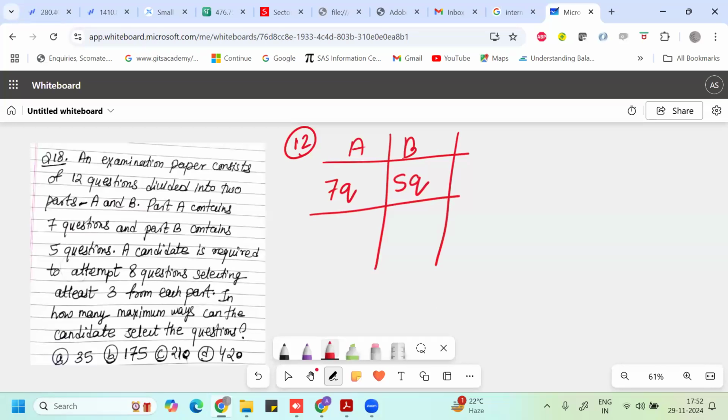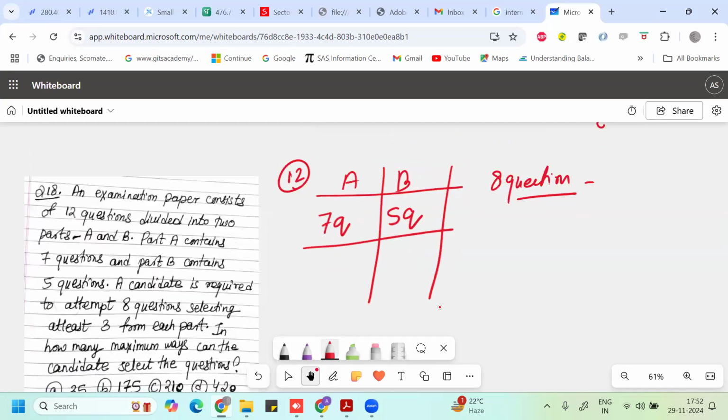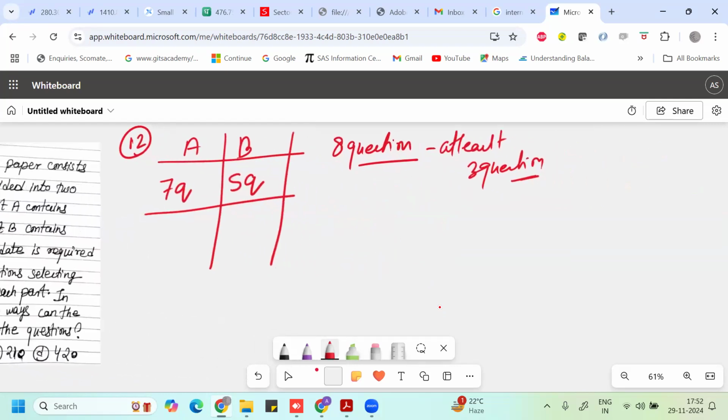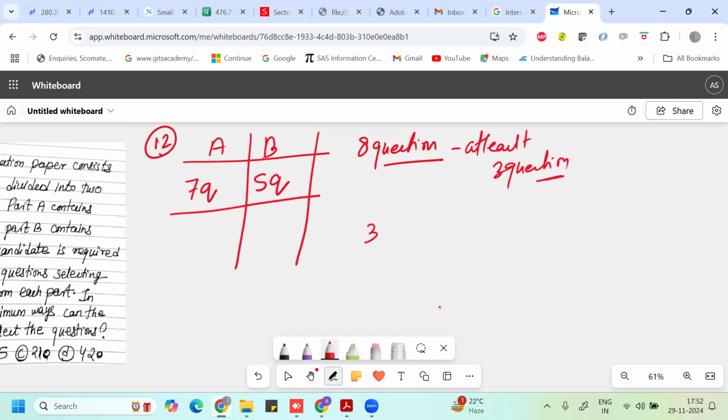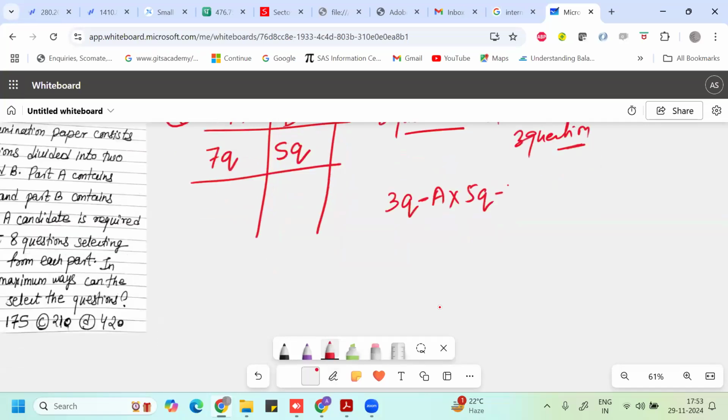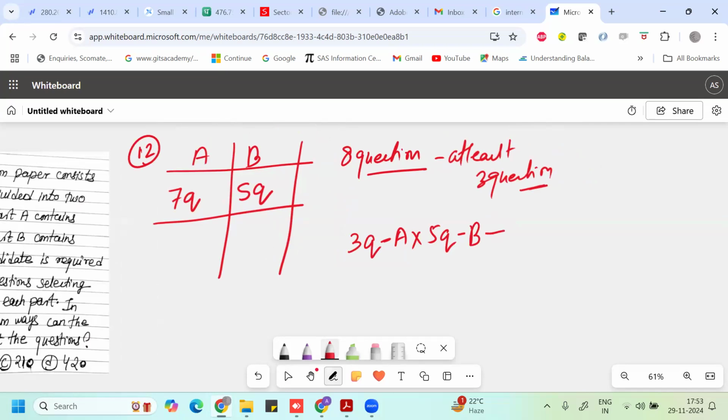A candidate has to attempt 8 questions, and you have to take at least 3 questions from each part. So at least 3 questions from each part means that I can do 3 questions from part A and 5 questions from part B.